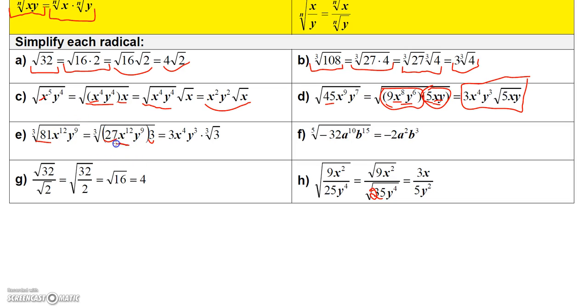See, because I know if I multiply x to the 4th times x to the 4th times x to the 4th, I get x to the 12th. So in other words, if I cube x to the 4th, I get x to the 12th. So the cube root of x to the 12th would be x to the 4th. And then if I cube y to the 3rd, I get y to the 9th. So the cube root of y to the 9th would be y to the 3rd. And we know the cube root of 27 is 3. So I can take the cube root of 27 and get 3, the cube root of x to the 12th to get x to the 4th, and the cube root of y to the 9th to get y cubed.